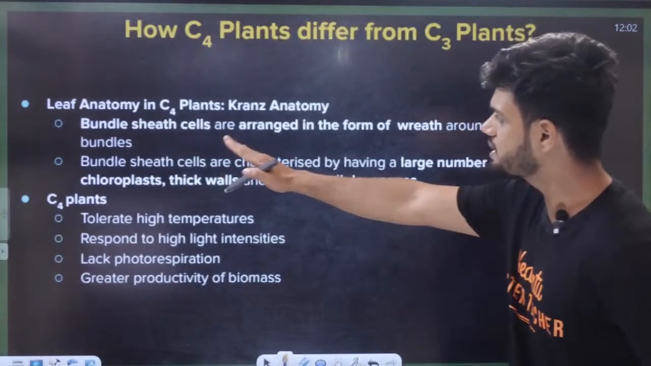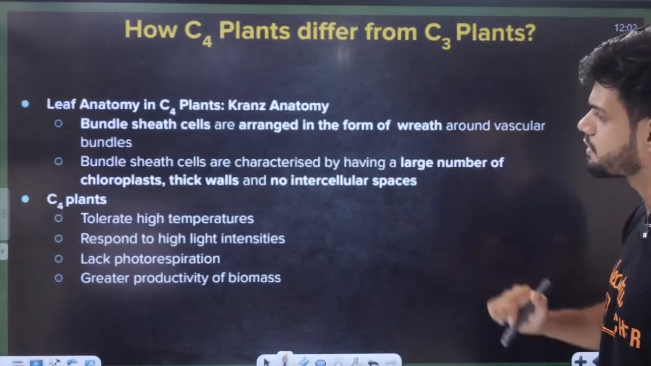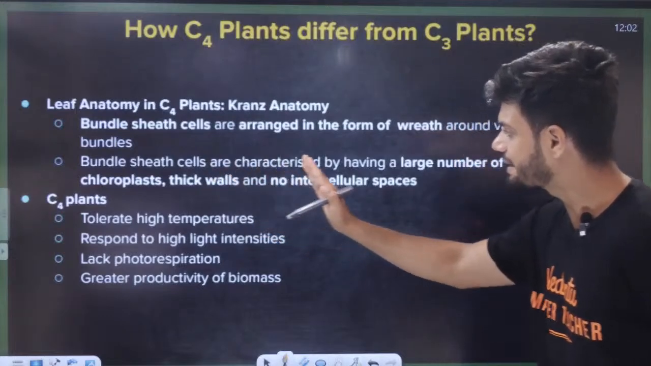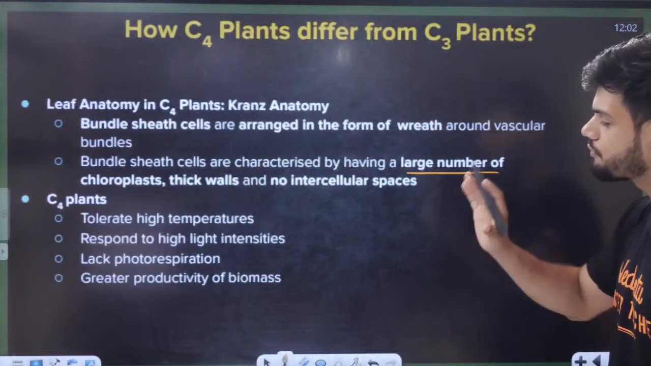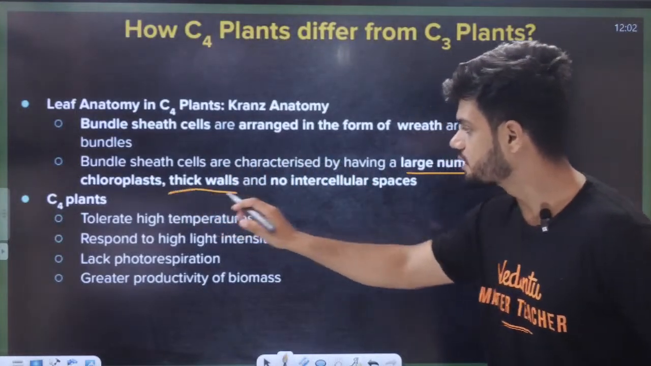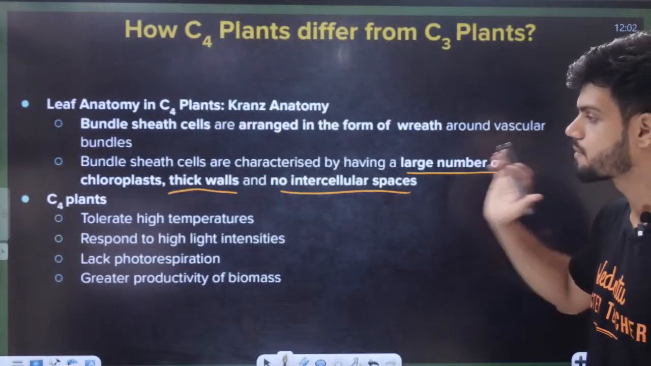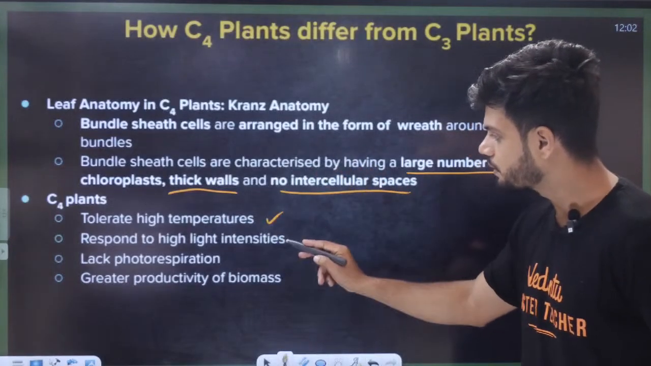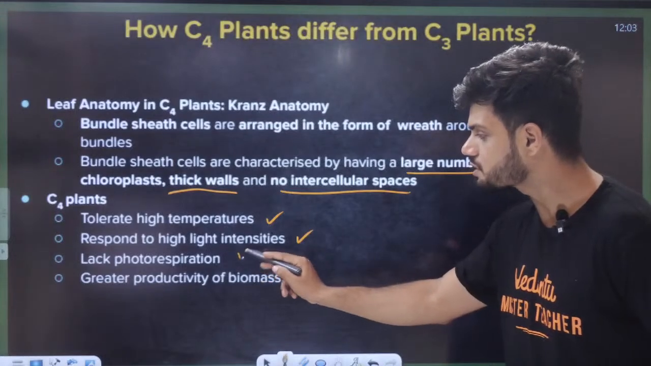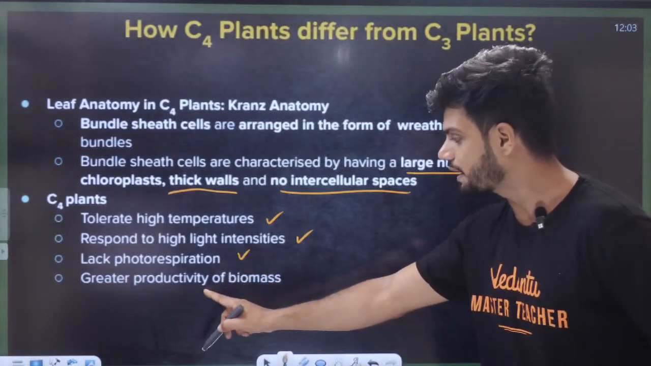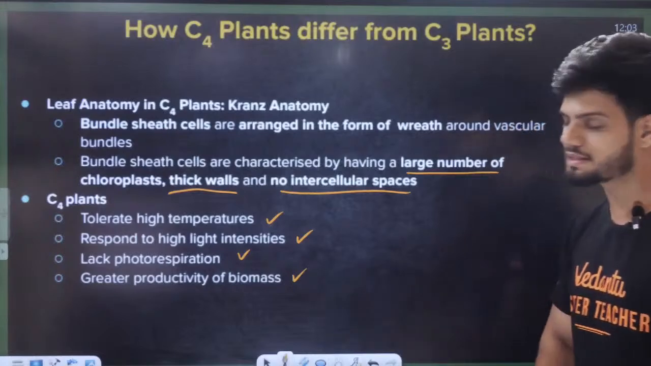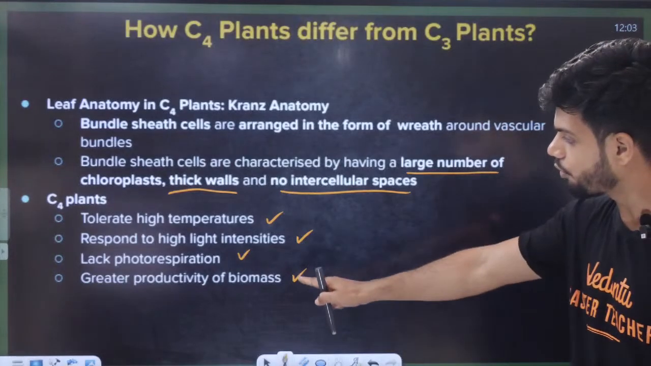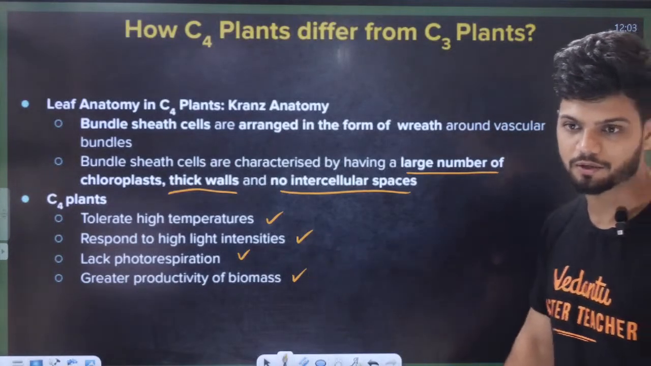Bundle sheaths are arranged in a wreath-like form around the vascular bundles. Bundle sheath cells are characterized by a large number of chloroplasts, thick walls, and no intercellular spaces. C4 plants can tolerate high temperature, respond to high light, lack photorespiration, and provide greater productivity of biomass. All of these four points are a PYQ.